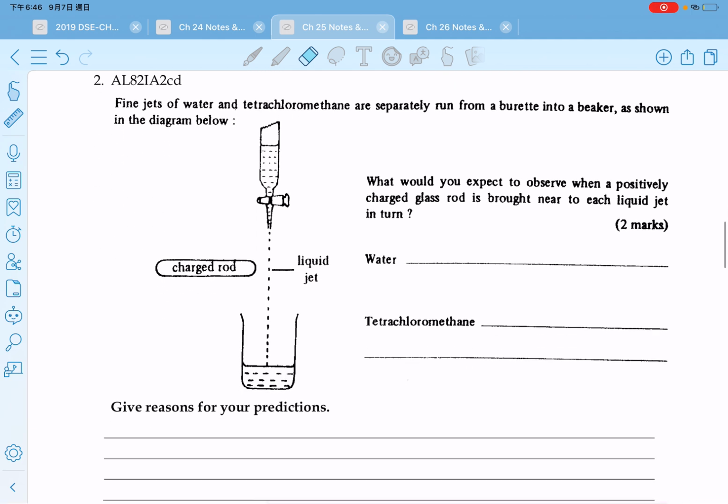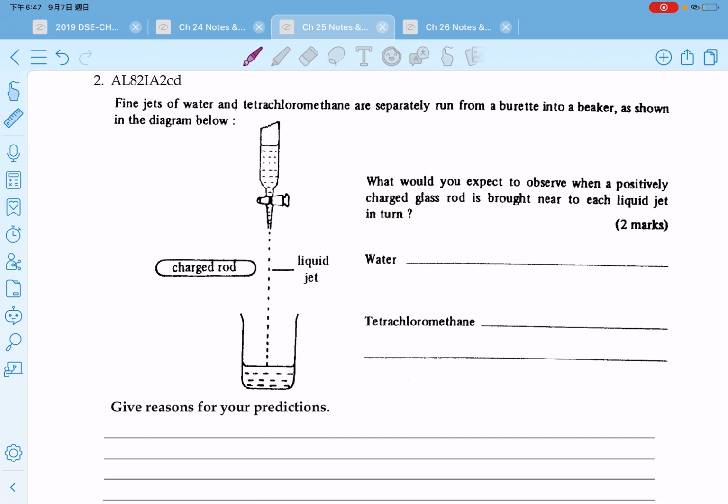Question 2 is about polarity, or how we can say whether something is polar or not. Let's take a look at this one. Fine jets of water and tetrachloromethane are separately run from a burette into a beaker, as shown in the diagram below. That is, we put water and tetrachloromethane separately. What would you expect to observe when a positively charged rod is brought near to each liquid in turn?